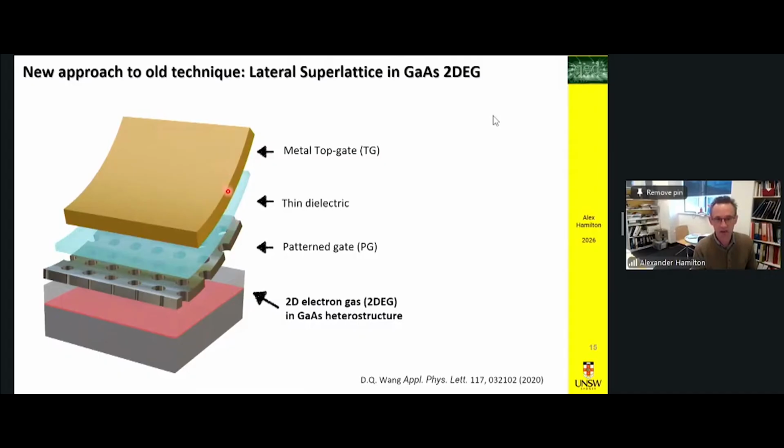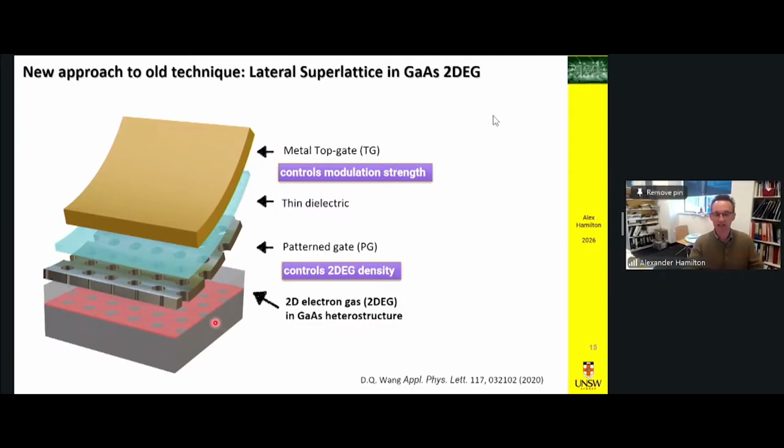Some of it comes through the holes in the patterned gate, and so if I put a repulsive potential on that electrode, I can control the potential. So the patterned gate controls the number of electrons per lattice site, and the top gate controls the strength of the modulation that I'm going to apply to my free electrons. And so when I make that top gate very negative, I copy the lattice potential into the two-dimensional electron system, and whatever the lattice shape is gets copied into the 2D electrons.